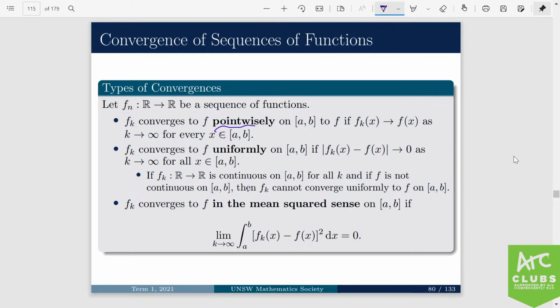Intuitively, pointwise just means the function converges at every point. So basically, for every point, we can apply the epsilon definition, and it converges. Uniform convergence just means it converges everywhere. So when we apply the epsilon definition, we have to apply it for all x within this boundary. We can't just do it for each x, we have to do it for any x. And mean squared sense convergence just means it converges using this mean squared norm.